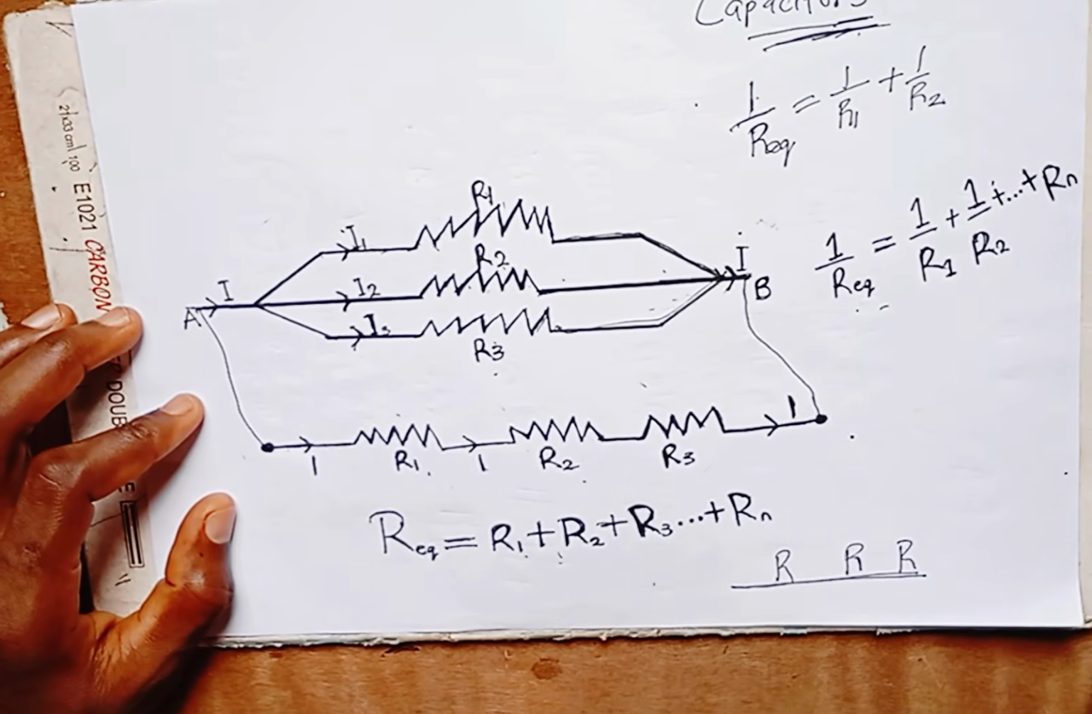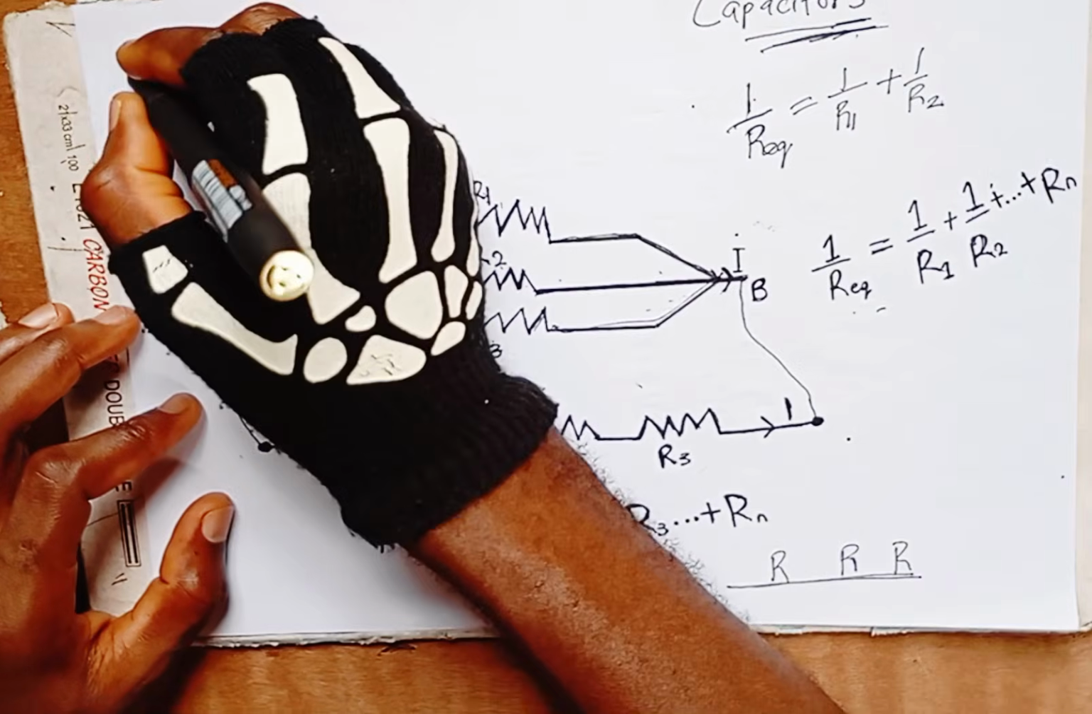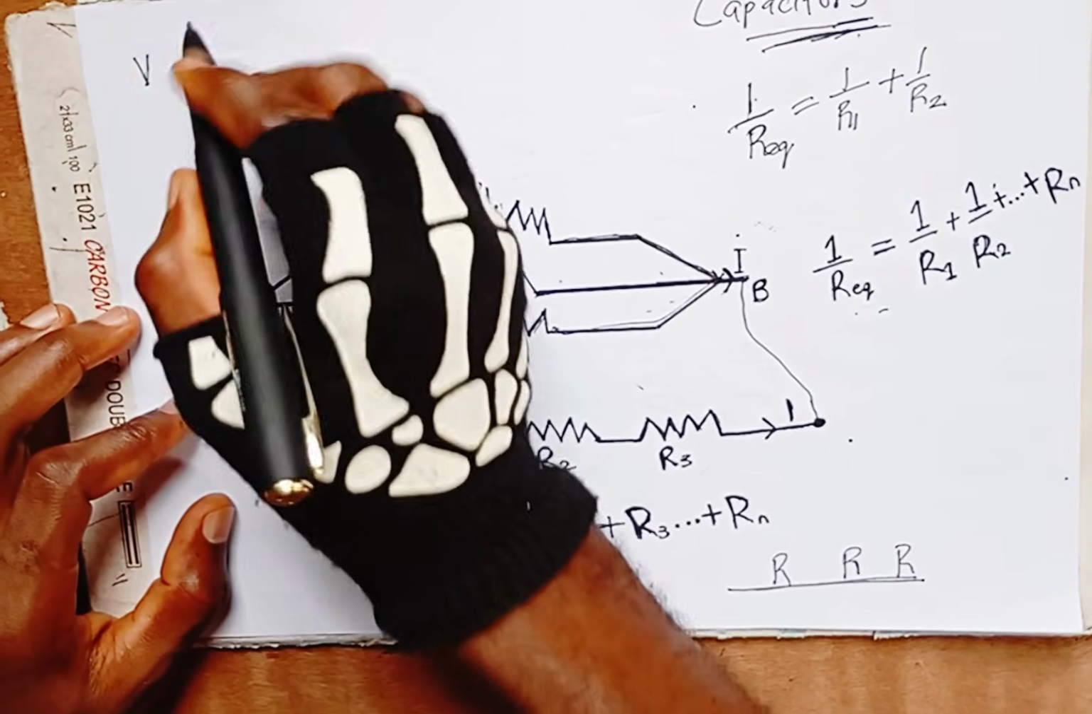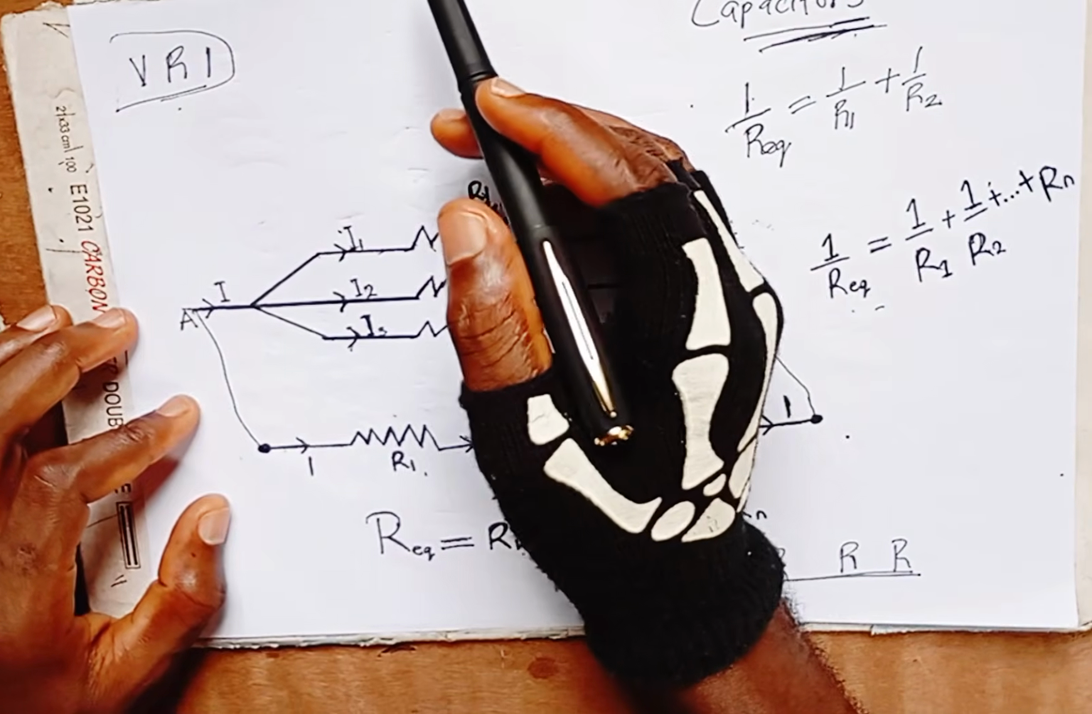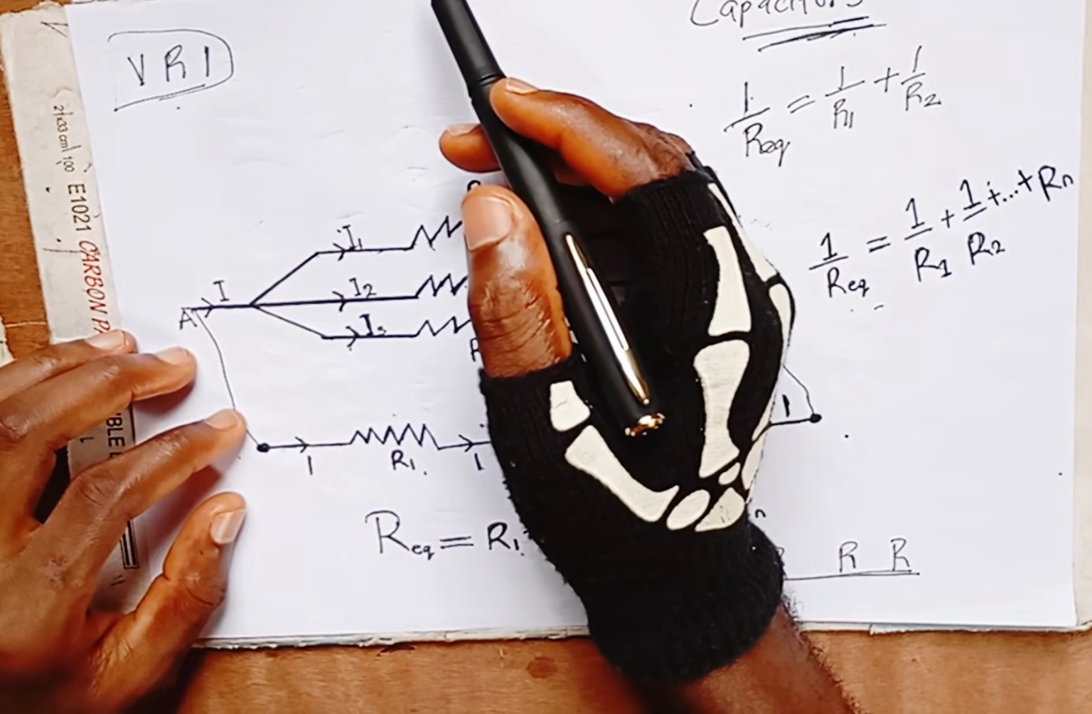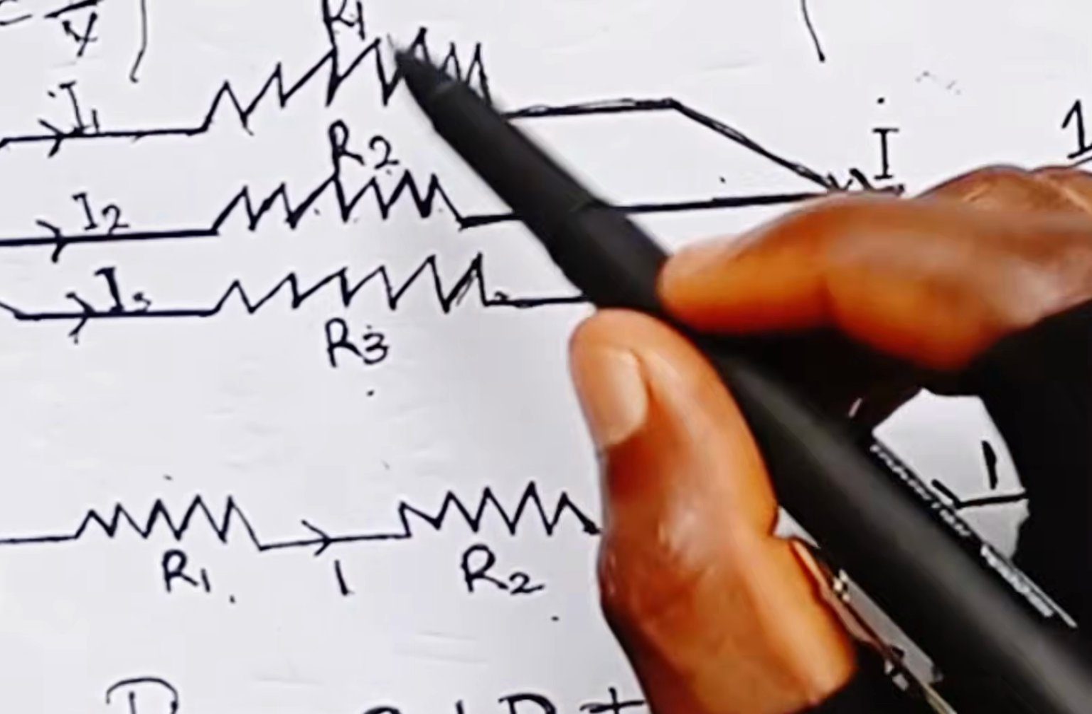Then if they ask you to find volts or current, you can apply Ohm's law. Remember, Ohm's law relates potential difference, which is volts, resistance, and current together. Depending on what you are looking for, you make that the subject of the formula. So let's look at the shortcut of solving resistors in parallel.